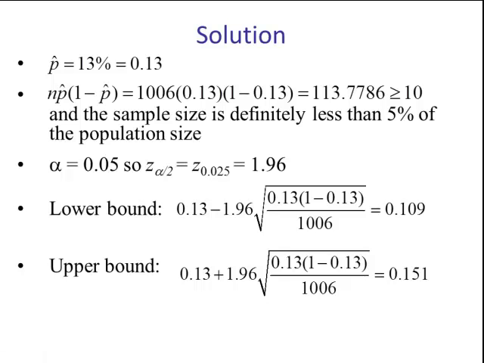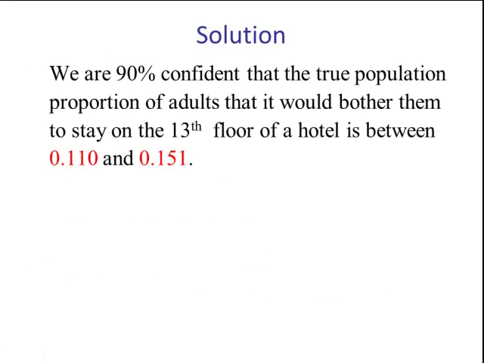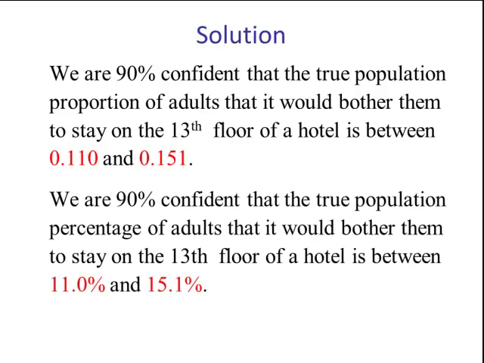Let's interpret this confidence interval. We are 90% confident that the true population proportion of adults that it would bother them to stay on the 13th floor of a hotel is between 0.110 and 0.151. Another way we can interpret this confidence interval is by saying we are 90% confident that the true population percentage of adults that it would bother them to stay on the 13th floor of a hotel is between 11% and 15.1%.